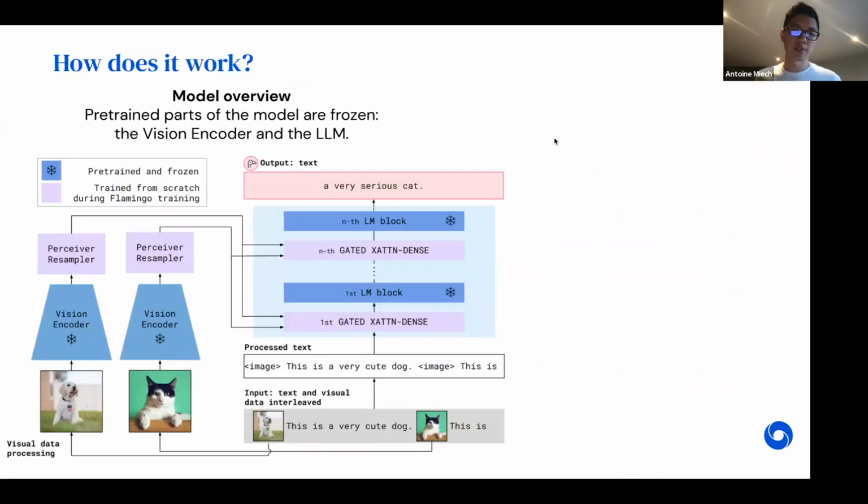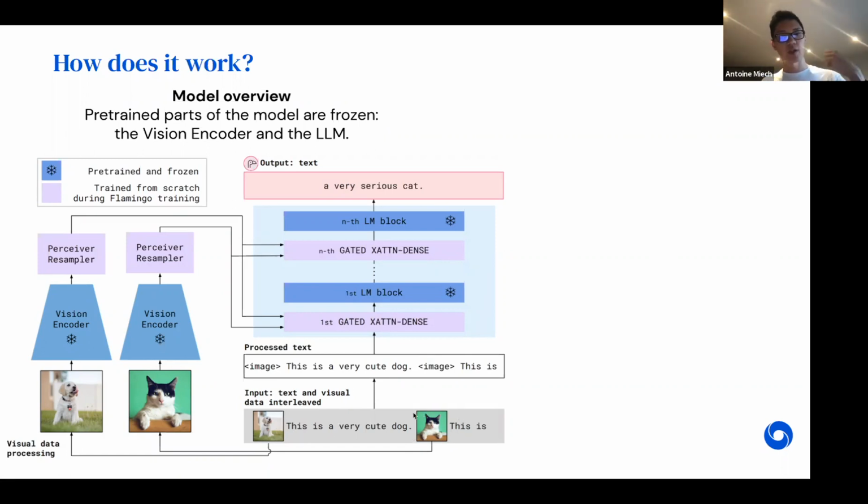So how does it work? That's basically the model overview. You can see, maybe at first sight it looks a bit difficult to parse, but first you can look at the bottom of the figure. That will be the input, which is a sequence of text interleaved with visual data. Here we have the dog, and then this is a very cute dog, and then the cat picture, and then this is, for instance.